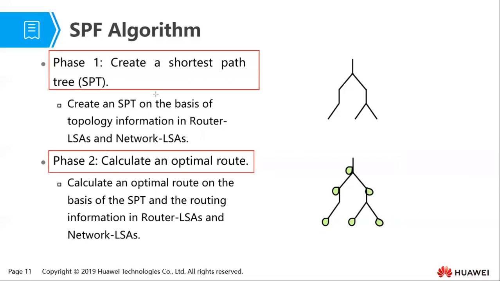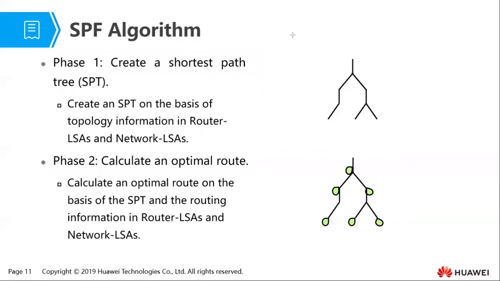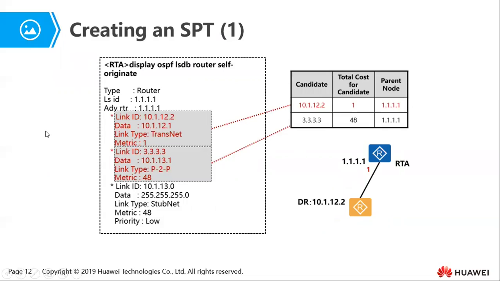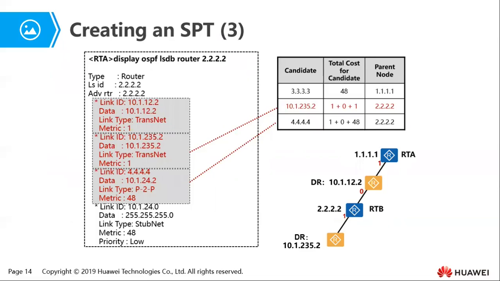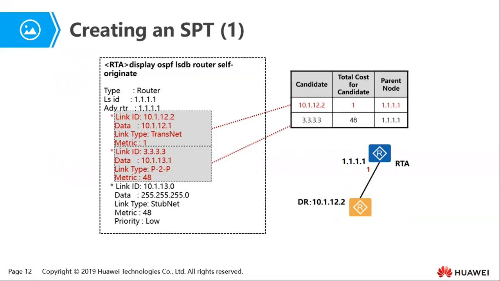Okay, let's move on. So let's see what really happens in each of those two phases. It's done in a number of steps. The very first step, number one, involves the router checking its own router LSA.